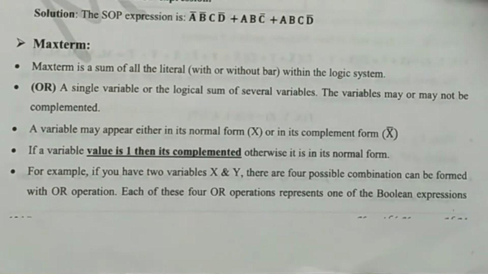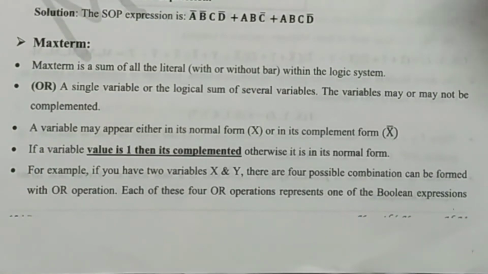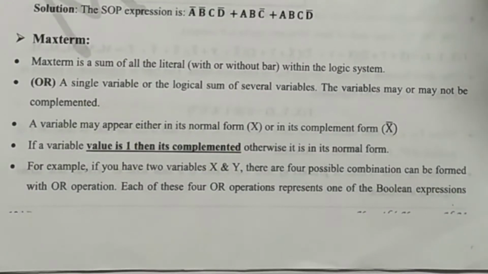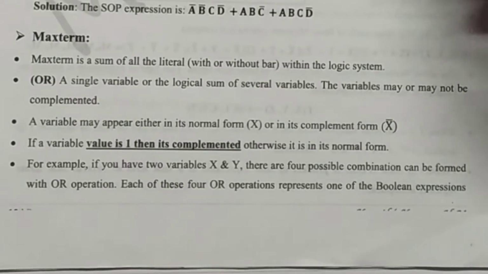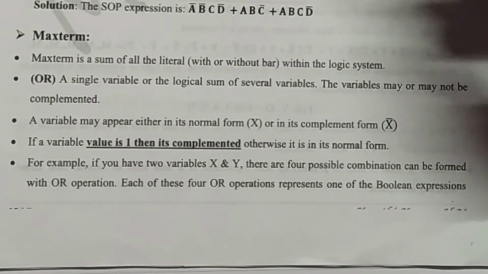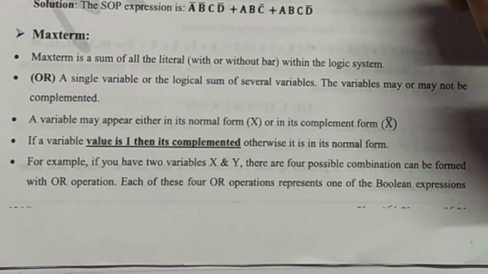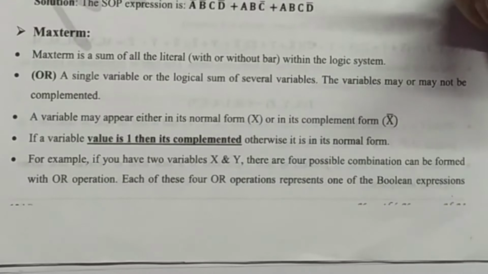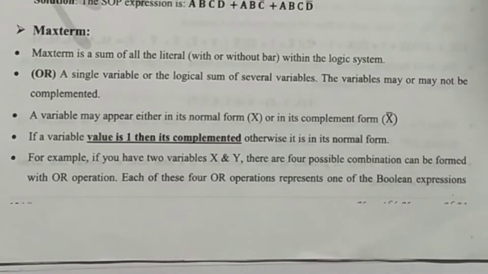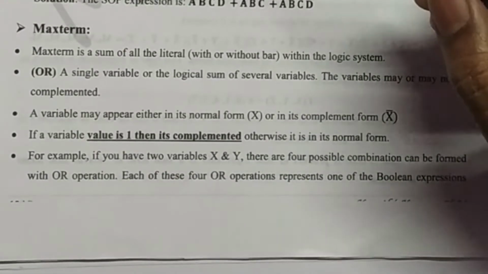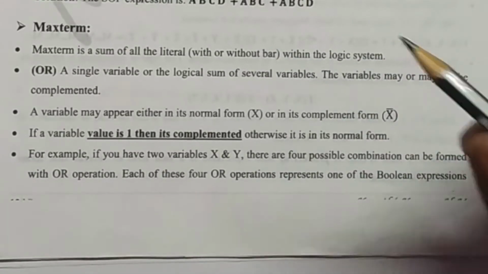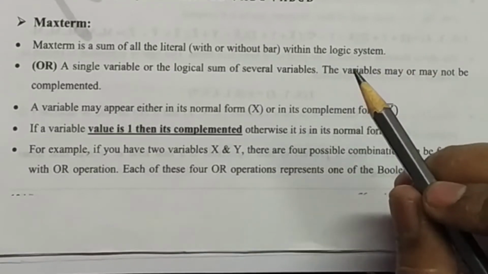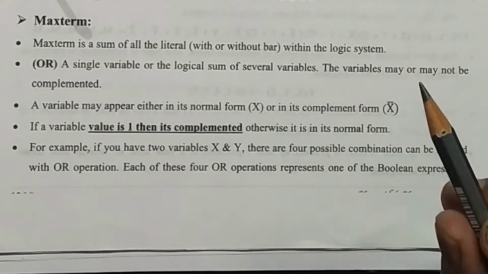Dear students, in the last class we have seen min term. Min term is a product of all the literals with or without bar within the logic system. And the opposite of that one is max term, and it is sum of all the literals with or without bar within the logic system. In the notes I have given that thing.